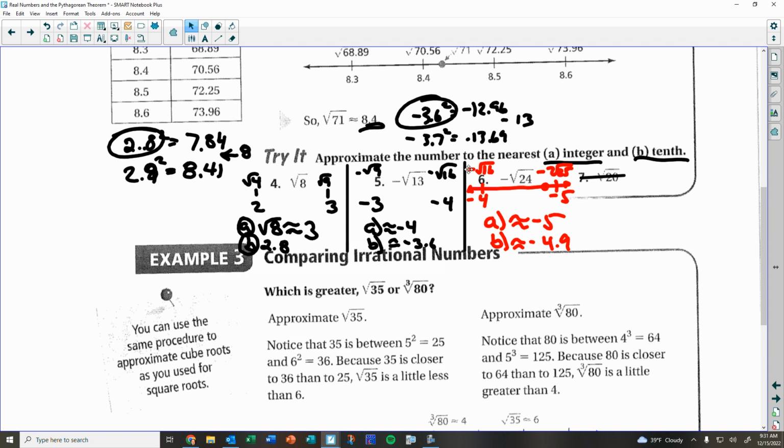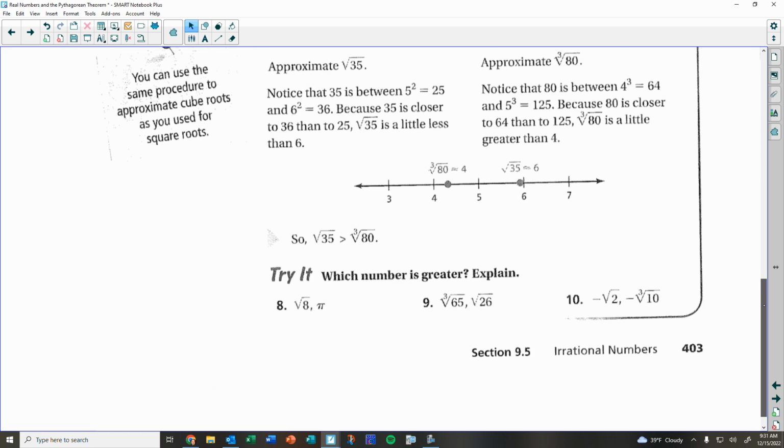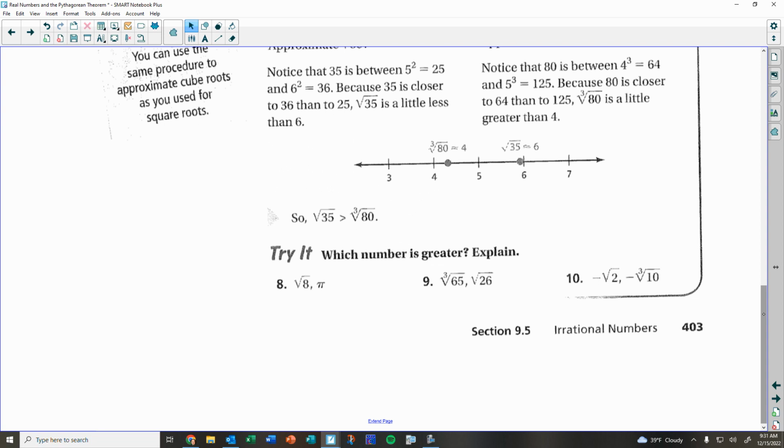Now for the next one, instead of putting these on number lines, we're going to just use the calculator. So which number is bigger, and explain why? Well, square root of 8 and pi. Everyone knows what pi is pretty much, right? If we were to take a roundabout decimal of pi, it's about what? 3.14, right? So do we think the square root of 8 is bigger than that or smaller than that? Smaller? Well, let's take the square root of 8, which is what?